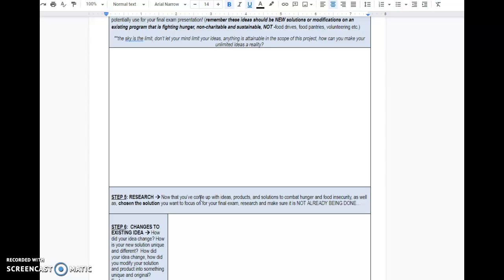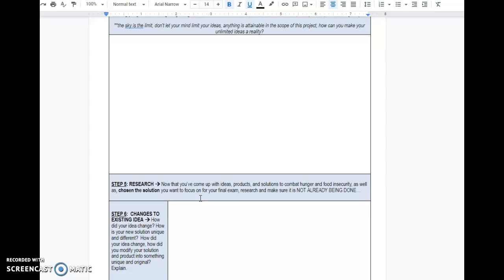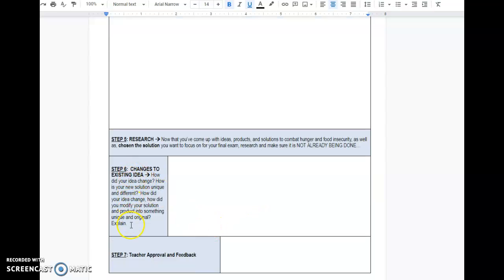So for instance, a lot of times students come up with the idea of creating an organization to help combat hunger. Well, there's tons of organizations out there that are already doing that. So if you want to go that route, what are you going to do differently? How are you going to make it unique? So you want to modify how this solution is going to be different, and it's going to be one of a kind. You write that here, and then I will go through and I will leave you comments that you'll be able to see, and then I will write my name down here, whether or not I approve it.